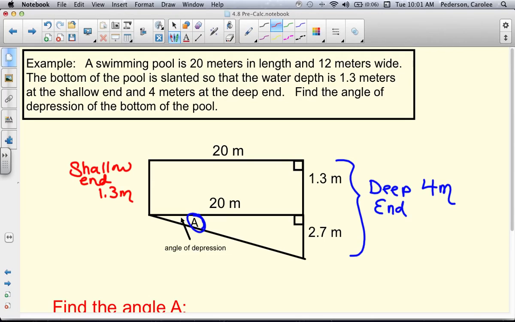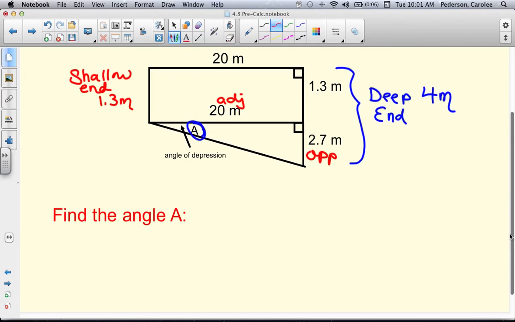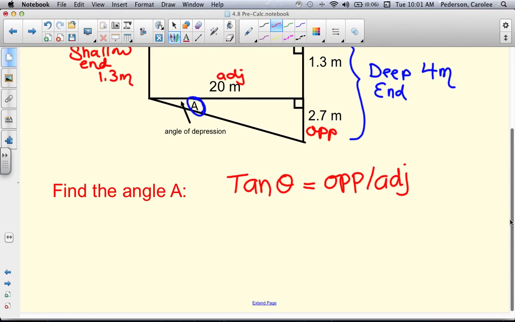So we would identify these two sides to angle A. This is opposite. This is adjacent. So we would use inverse tangent to find the angle measure. So to find angle A, we choose the correct trig function. The tangent of any angle is opposite over adjacent, and we substitute in what we know. We know the opposite and the adjacent. So the tangent of A equals opposite 2.7 over adjacent.